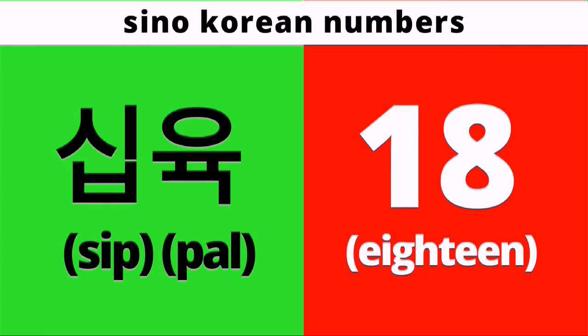Next is number 18. The Sino-Korean translation of this is ship pal. Ship represents the tens value, which is 10, and pal represents the ones place value, which is 8. So 10 plus 8 is 18, and that would be ship pal in Sino-Korean.